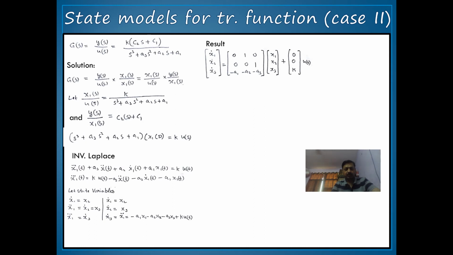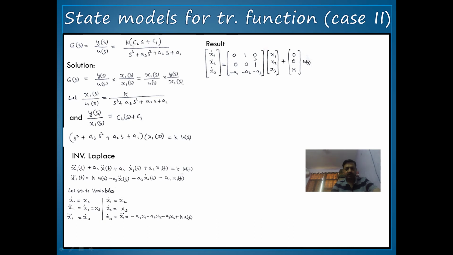Now these three equations may be written in the matrix form: x1 dot, x2 dot, x3 dot. These are the coefficients, as we have discussed earlier, of x1, x2, x3 in the particular A matrix. This is representing the A matrix and this is representing the B matrix. So in this A matrix we are taking the coefficients of x1, x2 and x3.